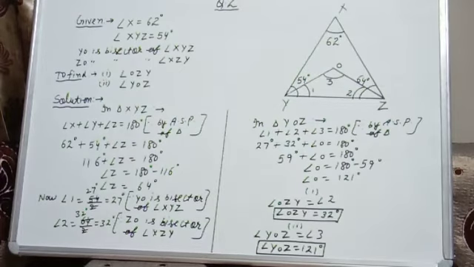You have to keep in mind that the angle sum property is applied when we know the values of two angles. Tomorrow we will solve the third and fourth questions of this exercise.